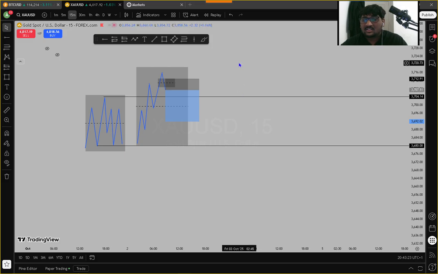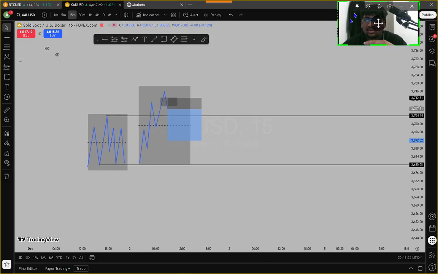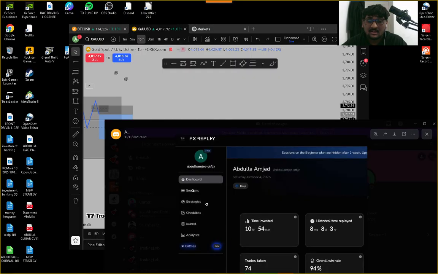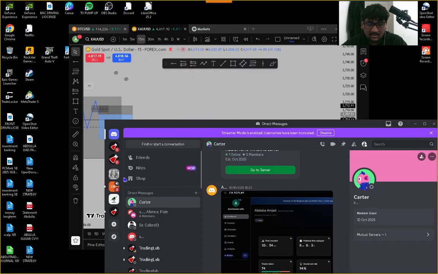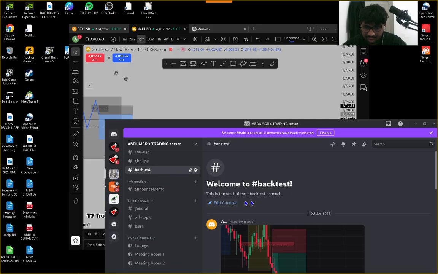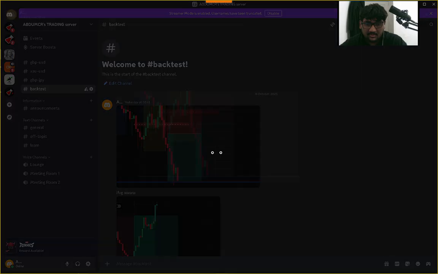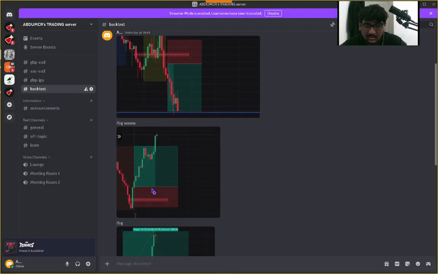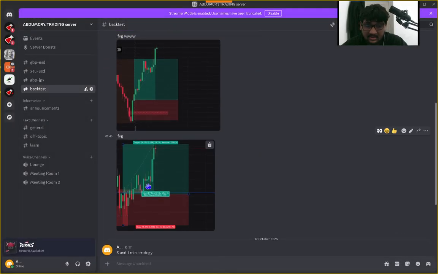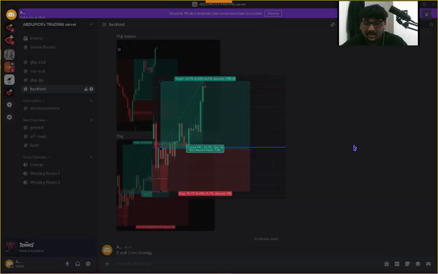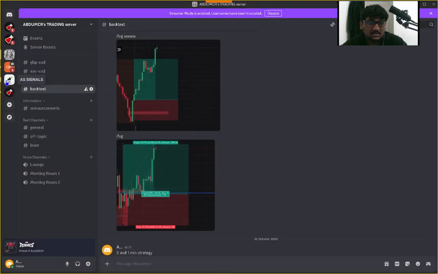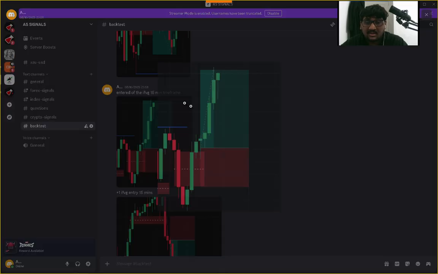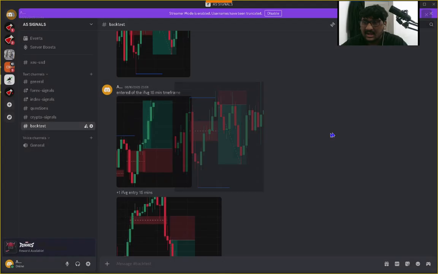So this was an easy example of one of my strategies. I'll show you the examples I've got here on my disk that I backtested. Let me open it for you. This one, perfect example. Another inverted fair value gap entry, another inverted fair value gap entry. Let's go on to the channel, backtest. Another inverted fair value gap entry, perfect one, guys.